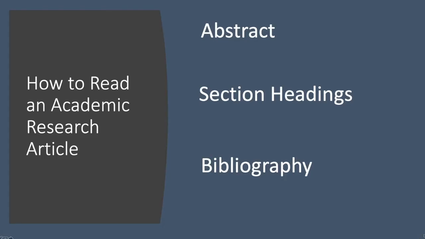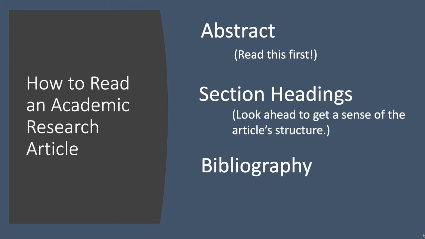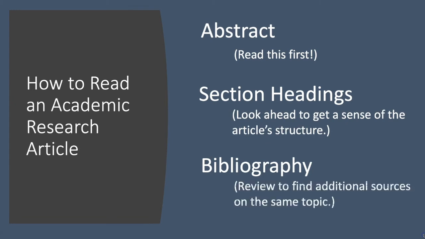Now, here's a quick review. The abstract will usually appear at the beginning of an article, and it'll provide an overview of the article's content. So read this first. Section headings will often appear throughout the article. Use these to look ahead and get a sense of the article's structure. And then finally, the bibliography. Review this to find additional sources on the same topic that may be helpful for you.